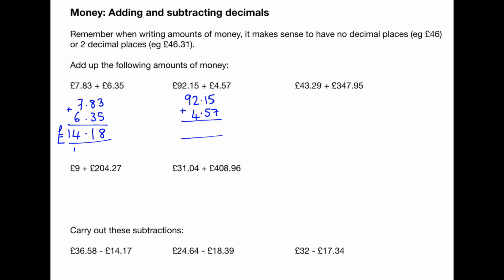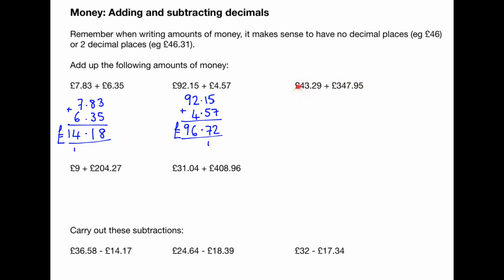Okay, so back to working this one out. So 5 add 7 is 12. 1 add 5 is 6. Add the 1 is 7. Keep your points in a nice neat line there. 2 add 4 is 6. And then we've just got a 9 there. So again, remember the pound sign. So we've got £96.72 there. Okay, now on to this third one here.